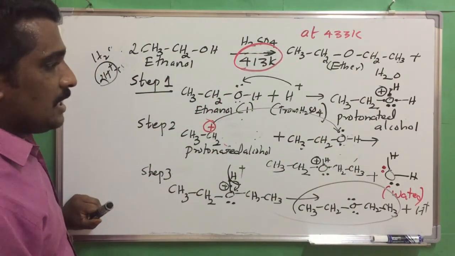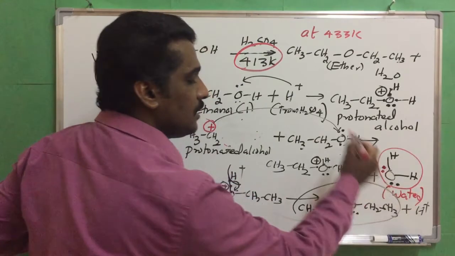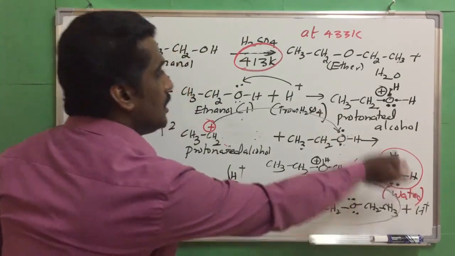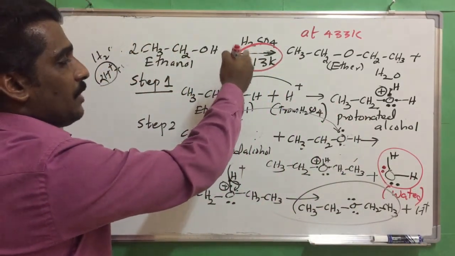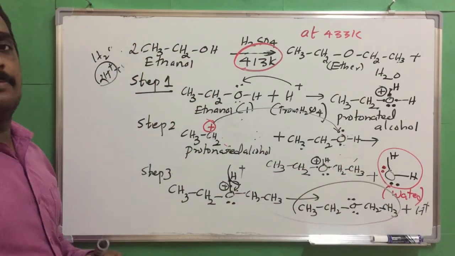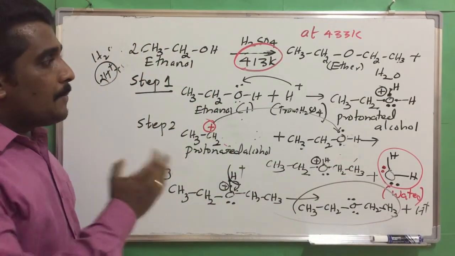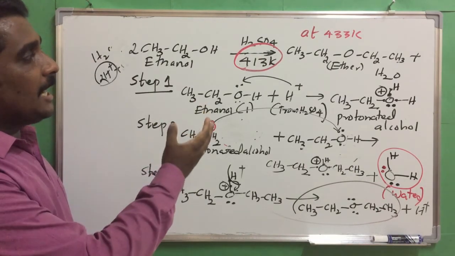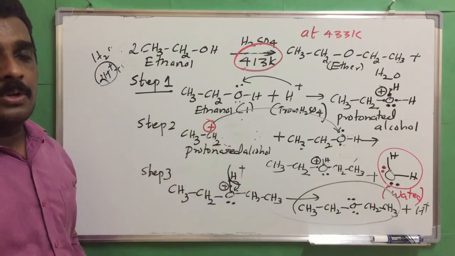And what is the role of sulfuric acid? Removal of water. In the second step, water is removed. And in the final step, H2SO4, sulfuric acid in the form of H plus, will be removed from the compound. This is about the mechanism of dehydration of alcohol to ether. Clear?